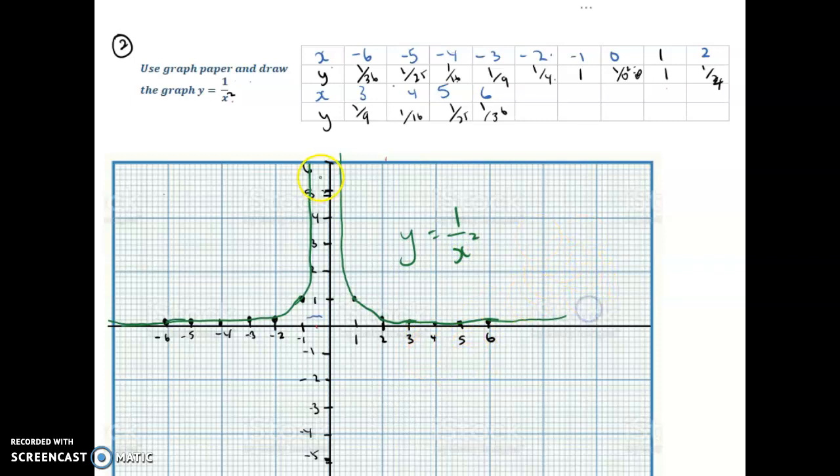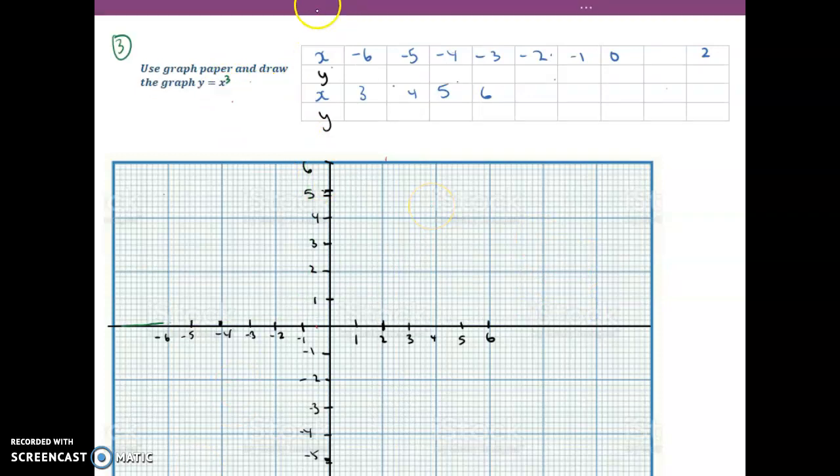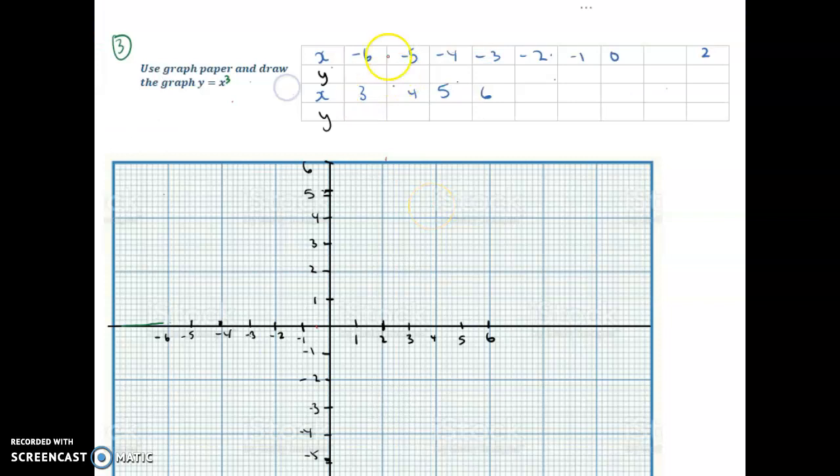Now let me do the graph of y is equal to x cubed. So my third and final example is y is equal to x cubed. Now y is equal to x cubed means that I'm taking each value here and cubing them. So I'm going to get 216 here, 125 here. Well, minus 4 cubed is going to be minus 64, minus 27 here, and so on. And now cubing it on this side, I'll get the same values, but they would be positive.